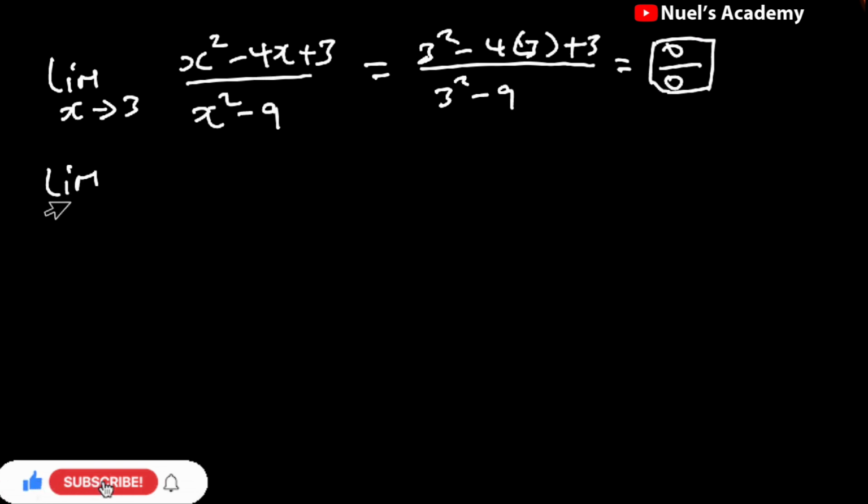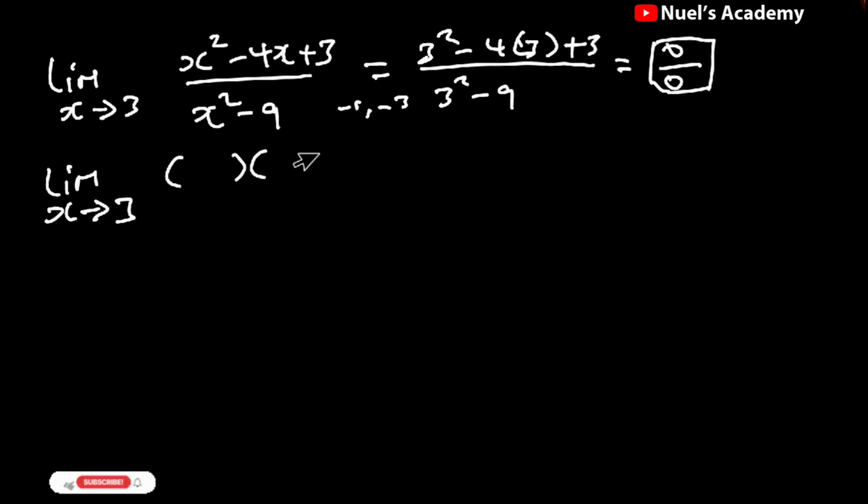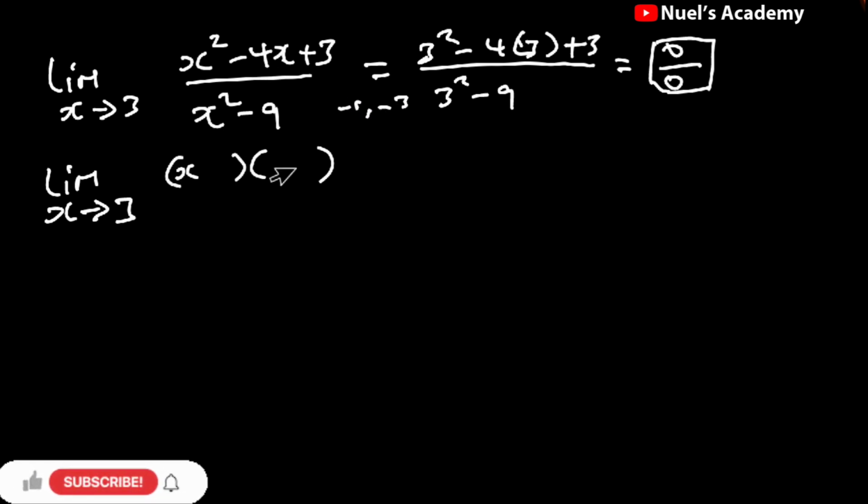So I have the limit as x approaches 3. Then we can factorize this numerator, right? Let's check. Two numbers that when you multiply them you get 3, and if you add them you get negative 4. Those two numbers are negative 1 and negative 3, because negative 1 times negative 3 is positive 3, and negative 1 minus 3 is negative 4. So we open two parentheses and then we write x, then negative 1 and negative 3. So we have factorized this numerator.